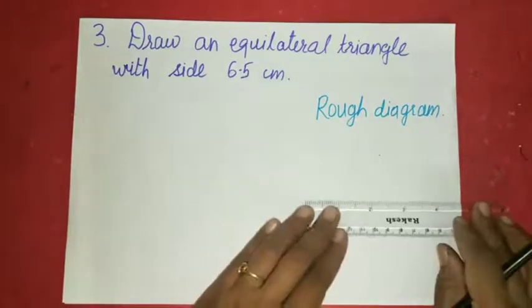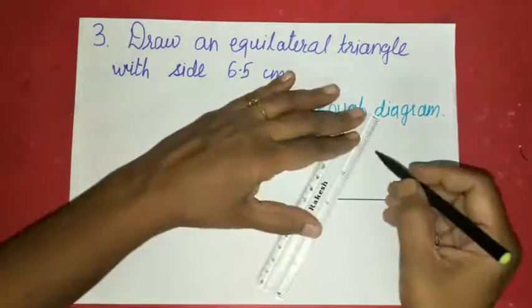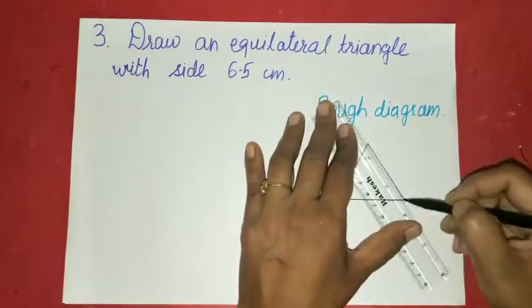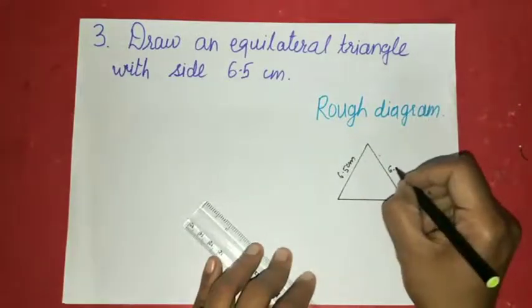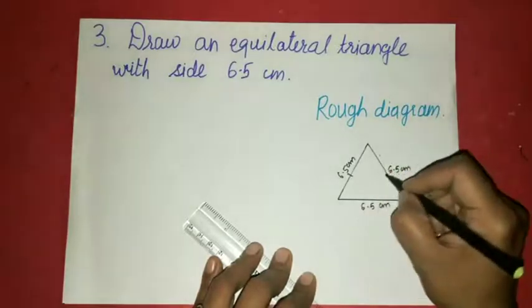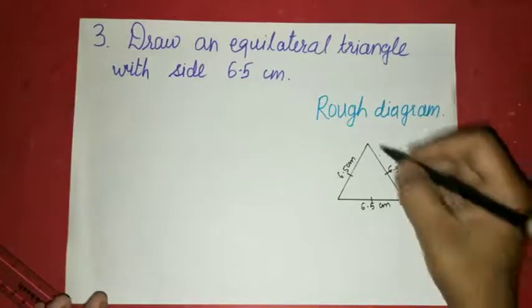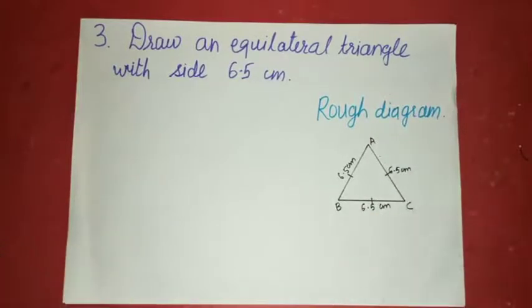Now draw the rough diagram, draw the base and the remaining 2 sides. Here all the sides are of 6.5 cm. So write it here, 6.5 cm on all the 3 sides. Now all 3 sides are congruent, so we will put the symbol of congruency here like this. Give any name to the triangle. I am giving here ABC.